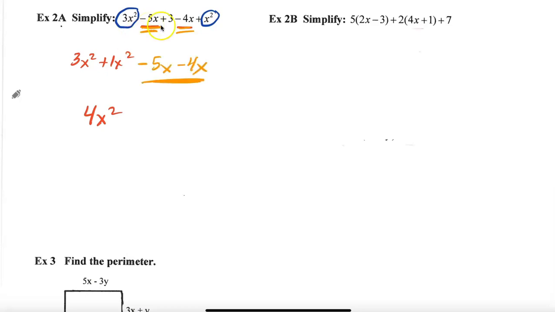Anytime they're the same sign, so in this case they're both negative, you just get more of them. So I have a negative 5, subtract another 4, same sign, you just add them. So negative 9x. And then the 3 is by itself, plus 3.